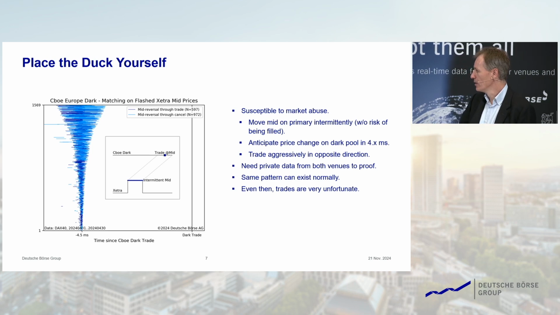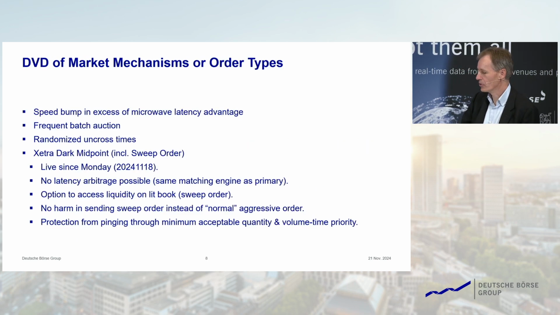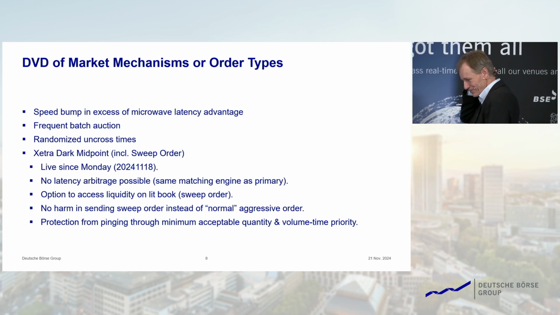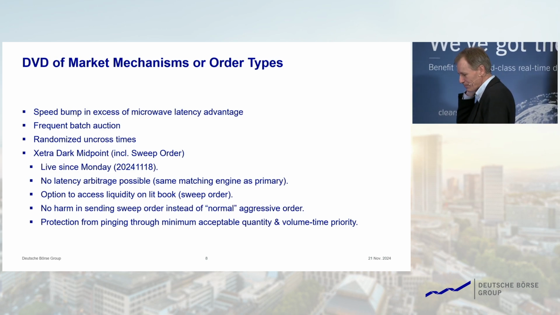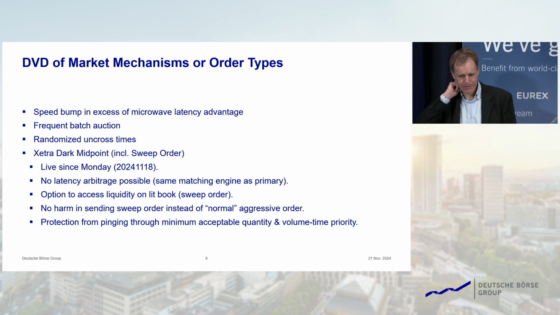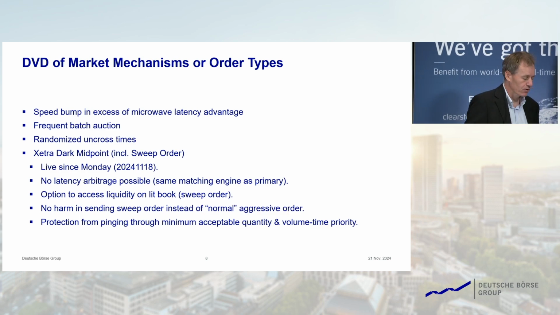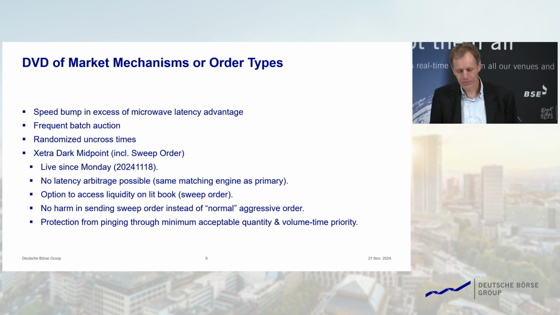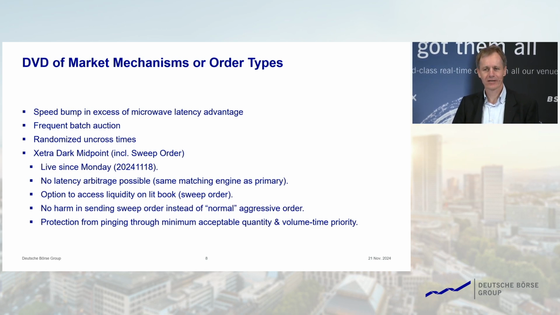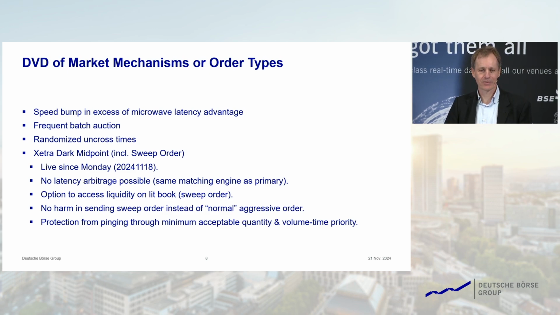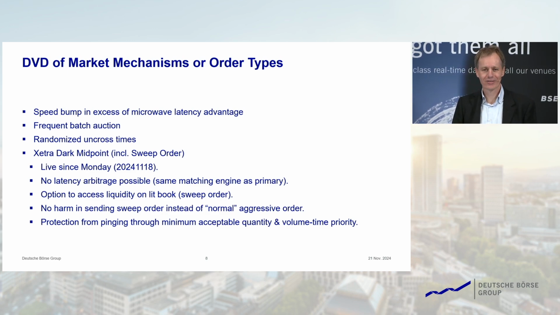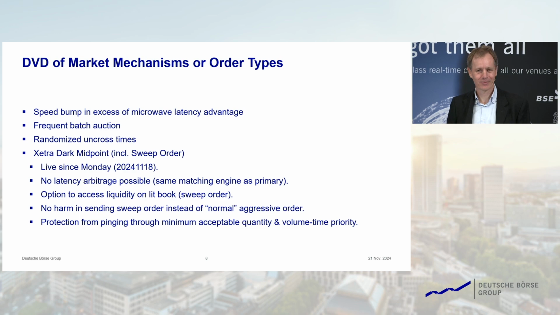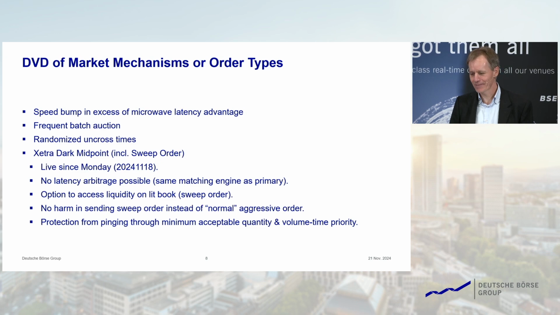All right. So can we do a bit better than VHS? One solution would be if the dark pools had a speed bump, and a speed bump higher than the microwave to fiber latency advantage, like say 2 or 3 milliseconds, but this probably would face some regulatory scrutiny.